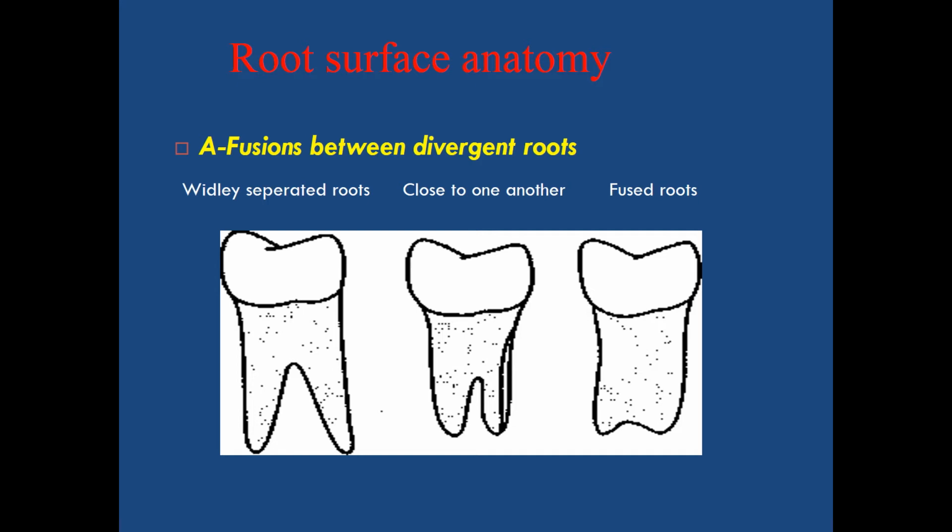For the root surface anatomy, we have the fusion between divergent roots. We have the roots, either widely separated roots, close to each other, or fused roots. There is a very good prognosis with widely separated roots, because here they are widely divergent roots and the interradicular bony support between the two roots is much better or higher than with fused roots.